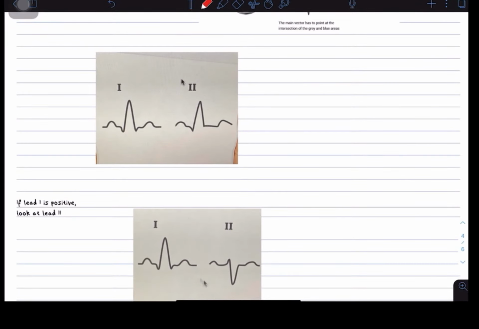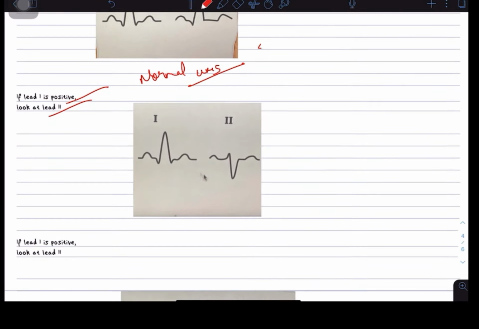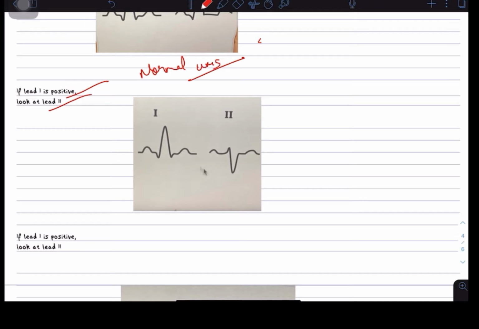So in this example, as you can see, there is a positive lead 1 and lead 2. So if lead 1 is positive and lead 2 is positive, then it comes under the normal axis. So if we check in this one, lead 1 is positive and lead 2 is negative. So in this, it's going to be a left axis deviation.